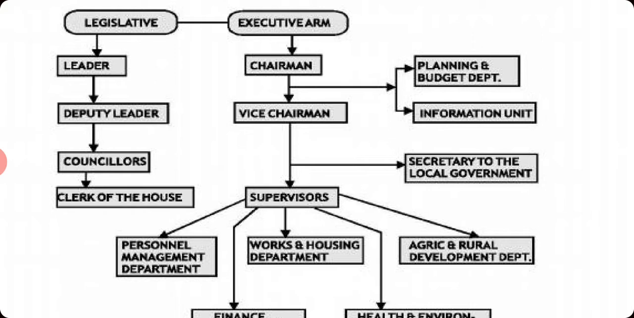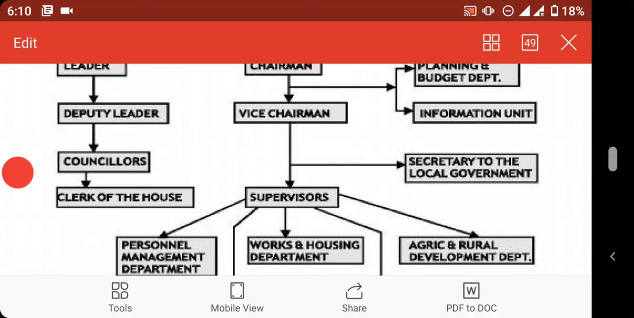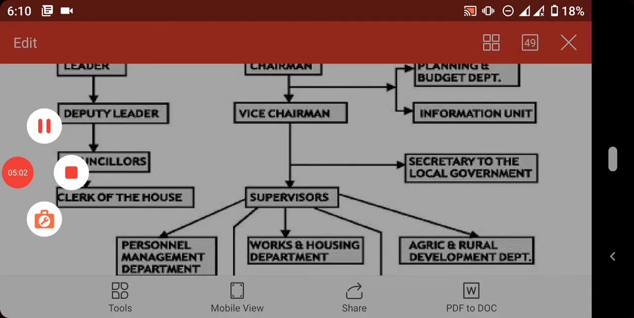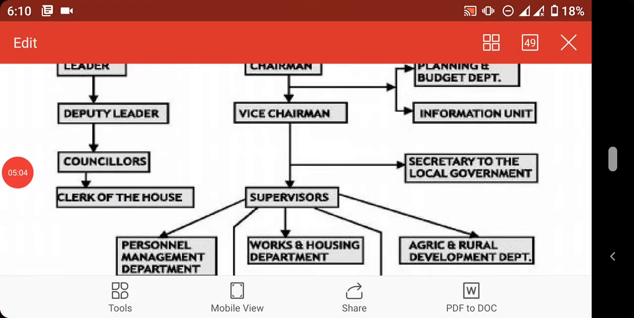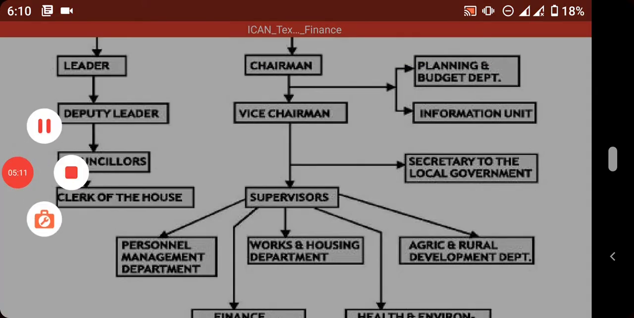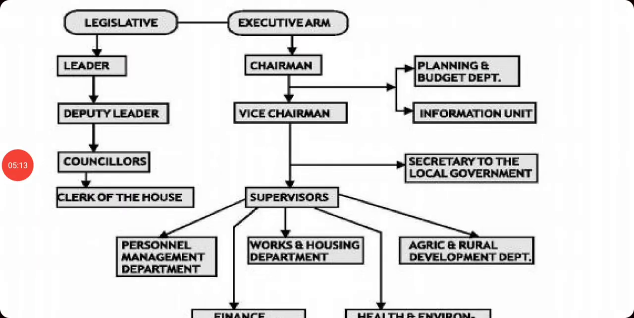Ordinarily, a local government is made to have a maximum of 5 departments and a minimum of 3 departments. Now, you must know this.